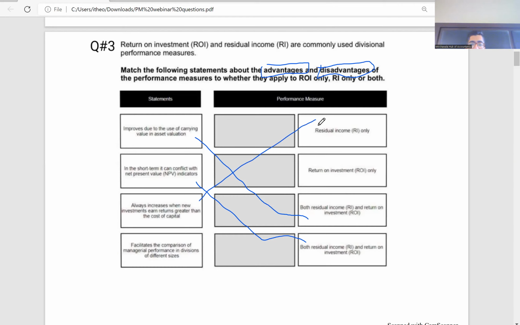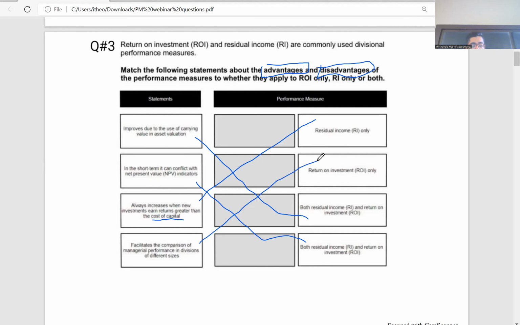Third, it always increases when new investments earn returns greater than cost of capital. Whenever a new investment earns profits greater than cost of capital, RI increases. Why not ROI? Because in ROI, cost of capital doesn't come. What is the definition of RI? RI is the profit over and above cost of capital. So whenever you make an investment which earns profit over cost of capital, your RI would increase. This statement only relates to RI because ROI doesn't have cost of capital. And there is just one left, so either you know the reason or not. It applies only to ROI.